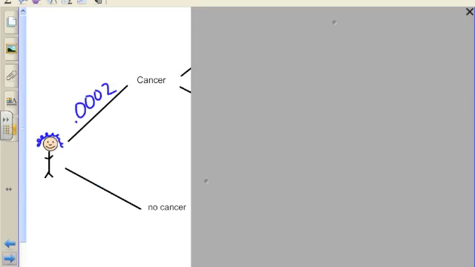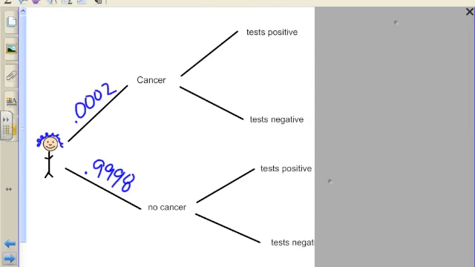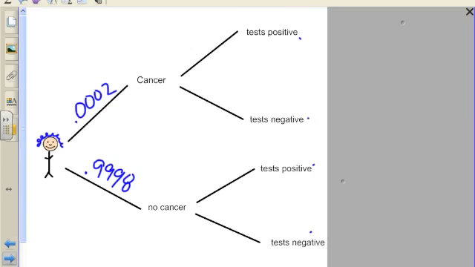So then what's the probability a woman does not have cancer? Well, it's everything else. So I could do 1 minus that. So that's 0.9998. And whether a woman has cancer or she does not, she's going to get tested. And 2 things could happen when you get tested. Either the test comes back positive or the test comes back negative. If you have no cancer, the test could still come back positive or negative. So let's go ahead and fill in some probabilities here.